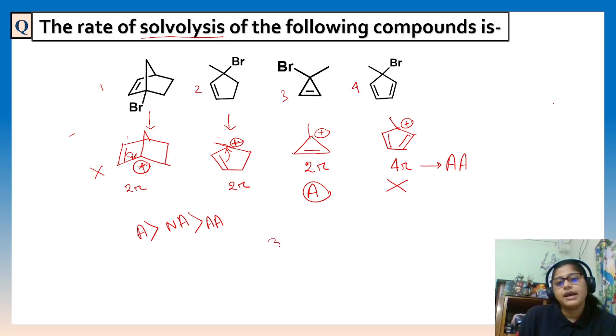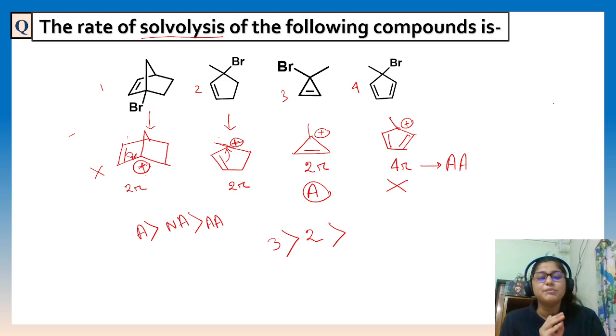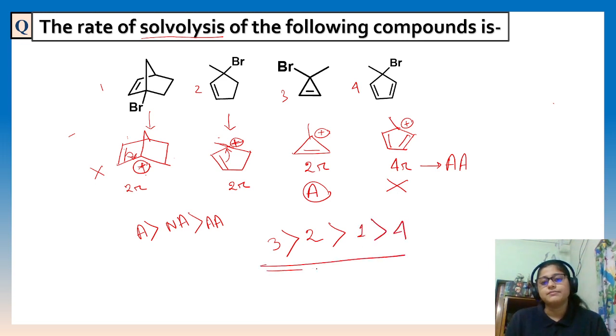So 3 has the highest rate because it is forming an aromatic carbocation. After that, it has some conjugation, right? So 2 will be there. Then this doesn't have any conjugation, but still it will be more stable than anti-aromatic, because anti-aromatic compounds are experimentally proved to be less stable, least stable. So 1 and then 4. Okay, this will be the answer. Please match it with your answer.